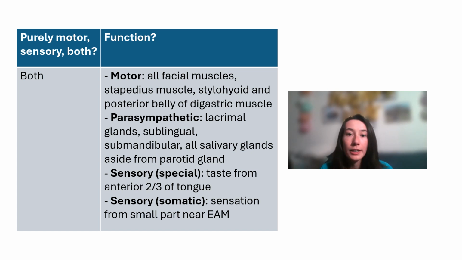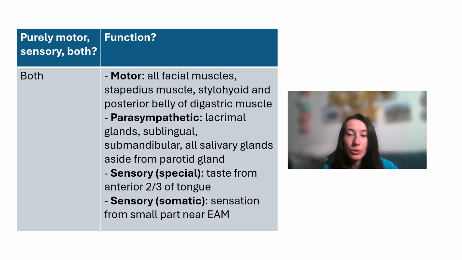So lacrimal glands, you think of tears, eye ducts, right? All other glands that I mentioned, remember, not parotid, they are salivary glands. So it's going to produce spit to be able to get food to soften up when you're chewing and eventually swallow it. Now onto the sensory roles.